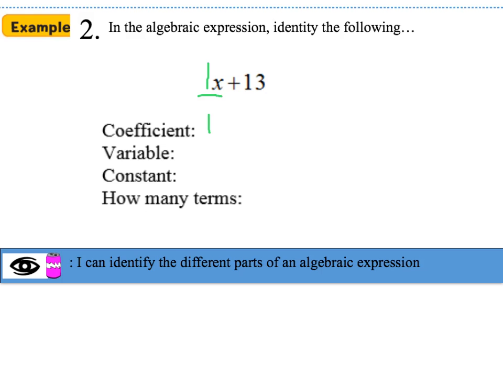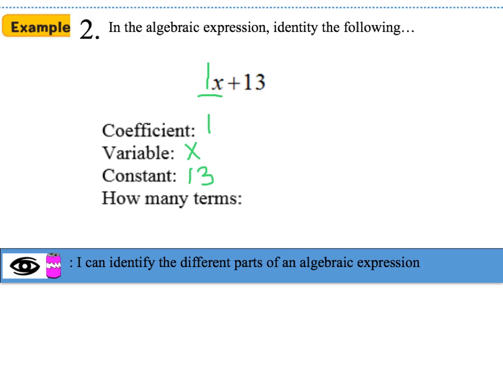The second part we're going to identify is the variable. So we know that the variable in this algebraic expression is x, and that's the only variable in this algebraic expression. The next one is the constant, and we know that the constant is a term that only contains numbers. So the term that only contains numbers is 13. So 13 is the constant.